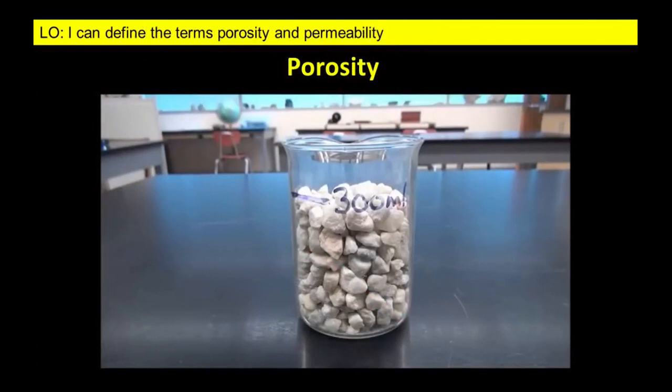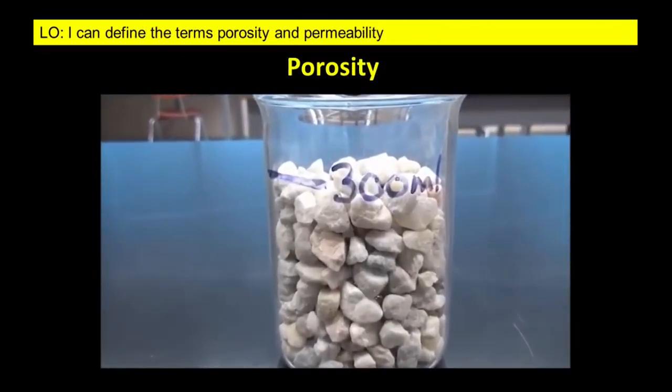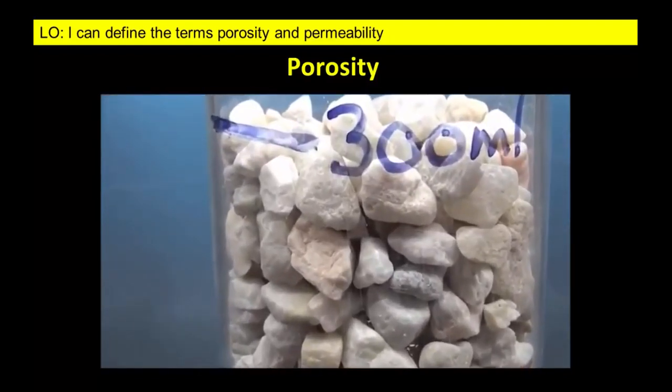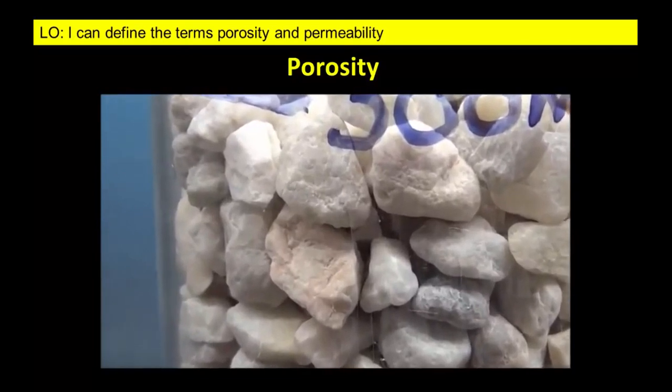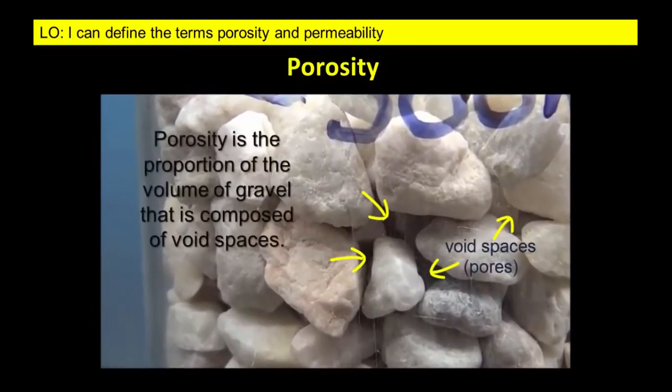We filled this beaker with about 300 milliliters of relatively unsorted gravel. Notice that there are grains of different sizes that loosely fill the container, leaving several visible open spaces. These spaces represent the porosity of the sediment. Porosity is the proportion of the volume of an earth material that is composed of void spaces.